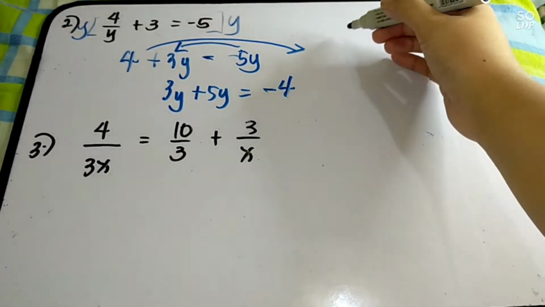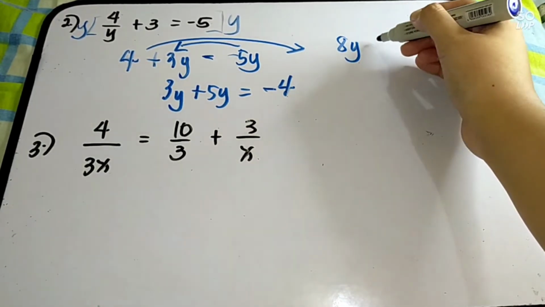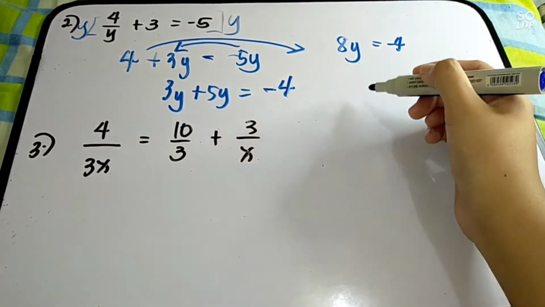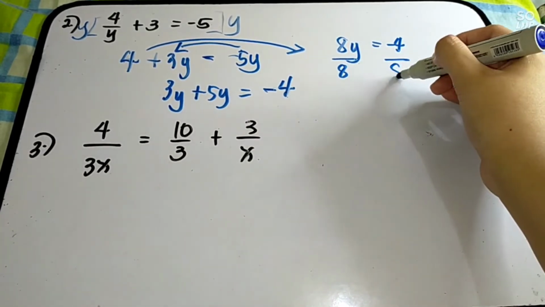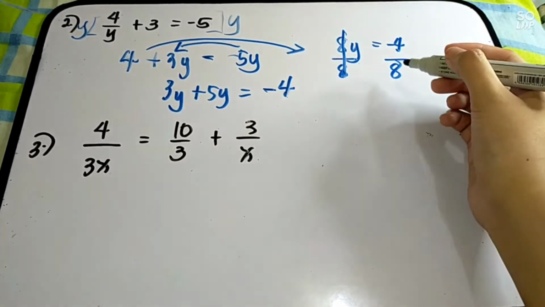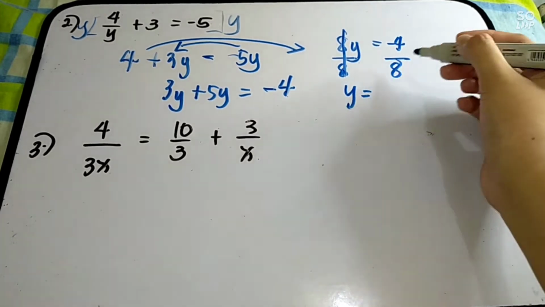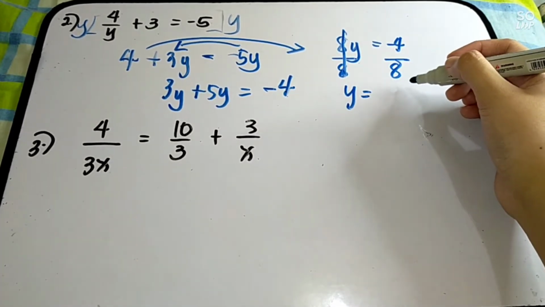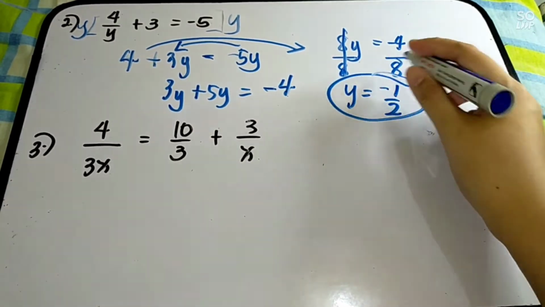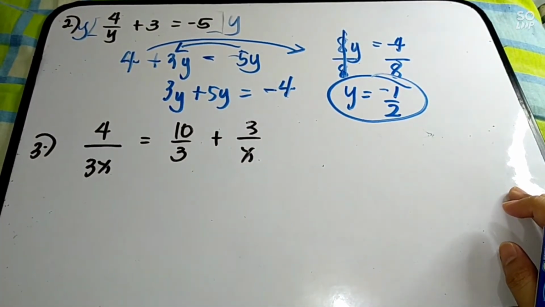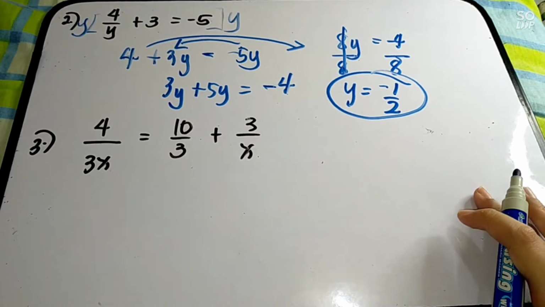3y plus 5y, the answer is 8y is equal to negative 4. Then, afterwards, you are going to divide both sides by 8 hanggang si y na lang yung matira. Cancel 8. So, y is equals to, they are divisible by 4, so it becomes negative 1/2. So, this is now your final answer. Is it clear?